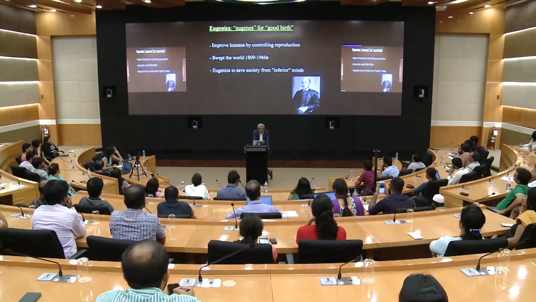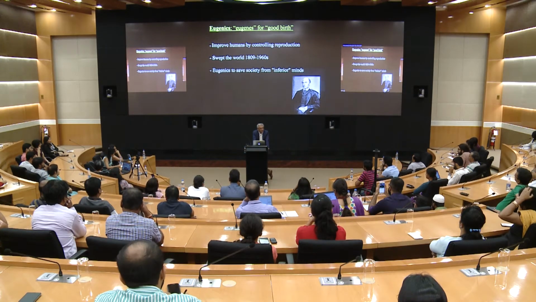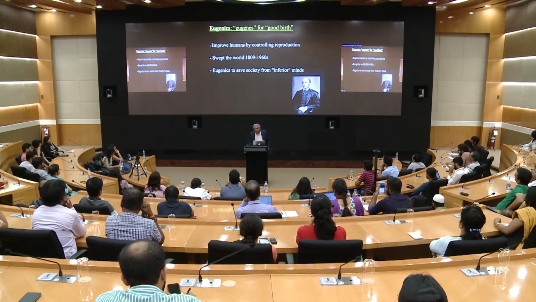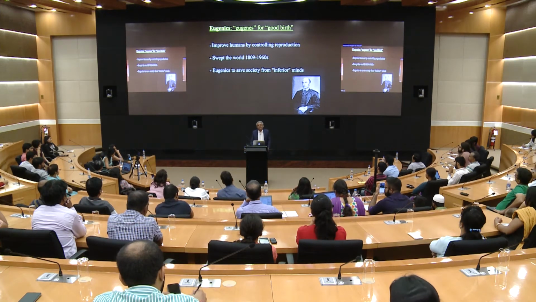These ideas basically swept through the 19th century and the 20th century till the middle of the 20th century, and possibly they exist even now in various forms, even in India. Eugenics, the whole idea was to save society from so-called inferior minds. Now you would immediately realize that this argument wouldn't hold water because there was no way to identify so-called inferior minds, unless it was simply on the basis of the color of their skin. But Francis had other ideas. So let's look at who actually Francis Galton was.